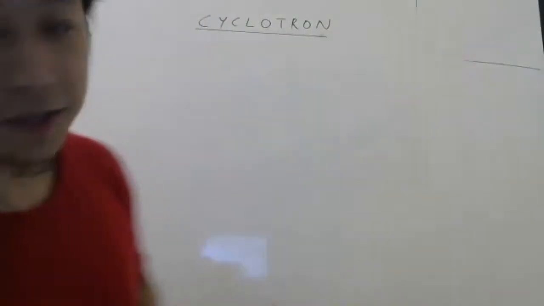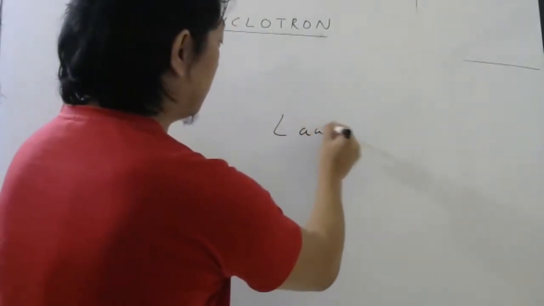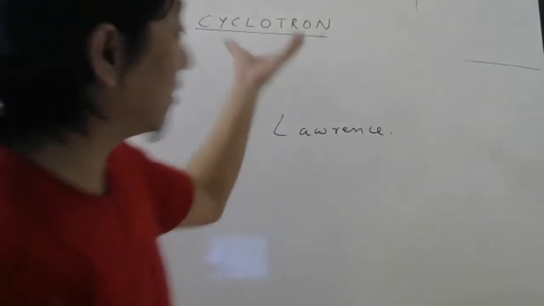Fine. So let us continue. So I was talking about the cyclotron. This is what engineers will do. They will use the ideas developed by physicists and they will earn money by making something useful for mankind. And what they made, one of the engineers named Lawrence, he made a device called the cyclotron.